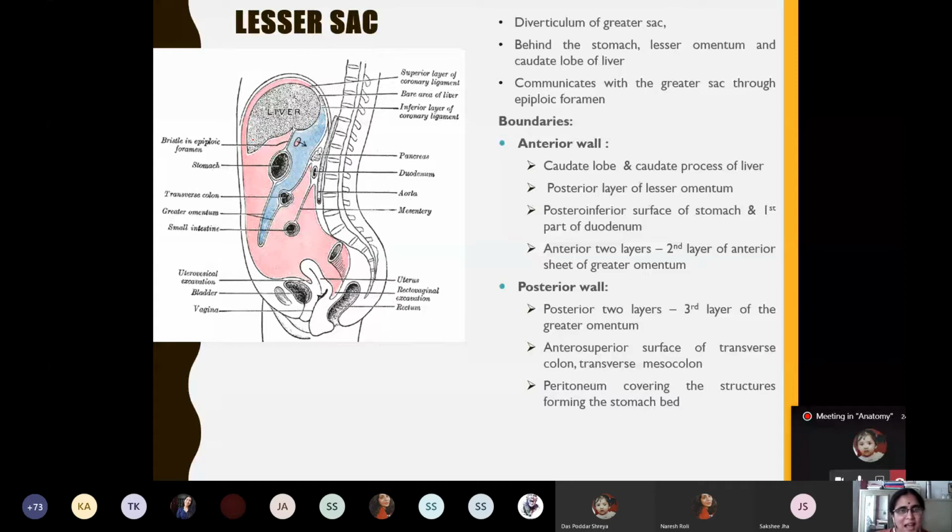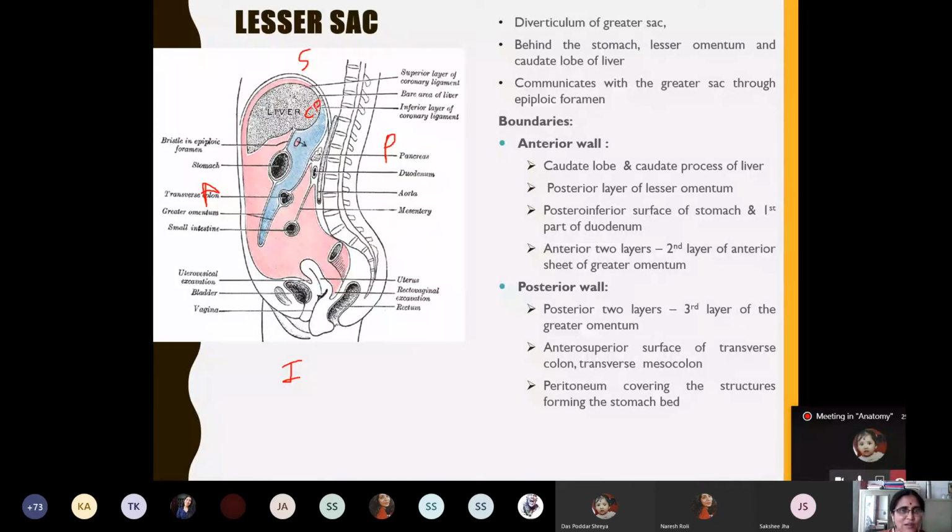So, the anterior wall. This is the anterior wall. This is the anterior, you know this. This aspect is posterior. Here is superior. This aspect is inferior. So the anterior wall of the lesser sac: here you see the caudate lobe and caudate process of the liver, this part.